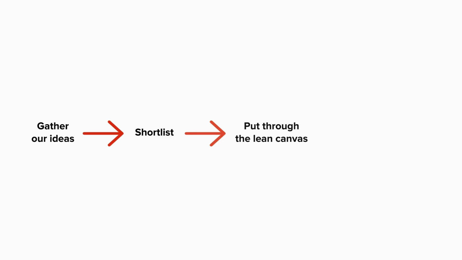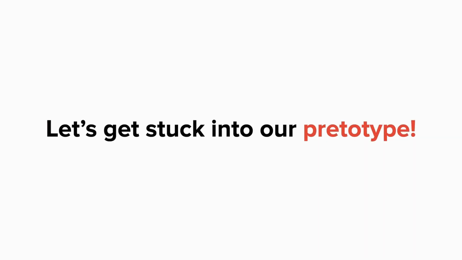So the first thing we do is gather our ideas. We shortlist those ideas, then we push them through a lean canvas to see what makes sense to continue with at that point. This is a great prioritization exercise. We then move on to planning our first Pretotype. So let's get stuck into our Pretotype.